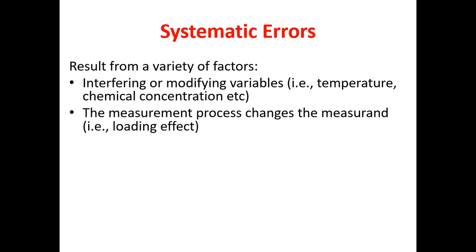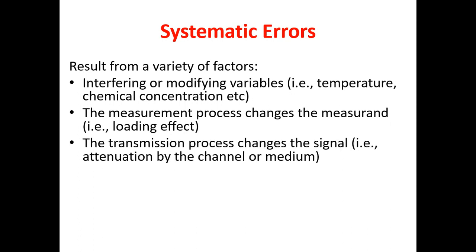The measurement process changes the measurement, which means that if you are applying heavy loads and tiny loads, these will also create some kind of errors. And the transmission process changes the signal. For example, the signal may be affected largely by the surrounding noise, especially when you are transmitting measured signals. In such cases the accuracy of the system will depend upon the noise. So this is also called the signal to noise ratio of the system.